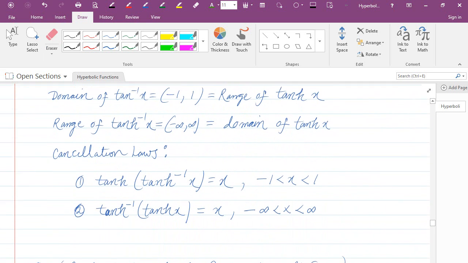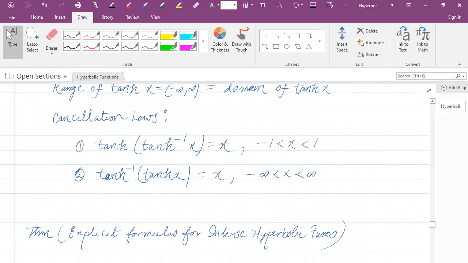And of course, the cancellation laws for inverse functions hold here. So hyperbolic tangent of the hyperbolic tangent inverse of x is x, and hyperbolic tangent inverse of hyperbolic tangent of x is x. In the first equation, x is in the domain of the hyperbolic tangent inverse, so it is between -1 and 1. And in the second equation, x is any real number.